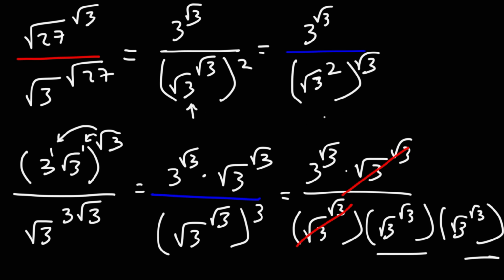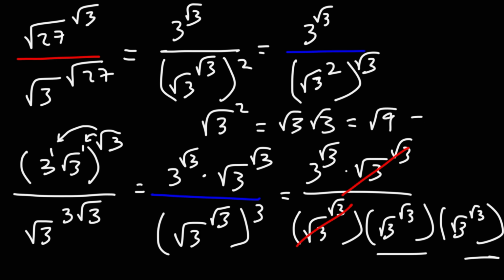Okay, but we have to keep this the same. So all we did was reverse the 2 and the square root of 3 in the exponent position. The reason why we want to do that is because the square root of 3 squared, which is square root of 3 times the square root of 3, 3 times 3 is 9, this becomes 3.